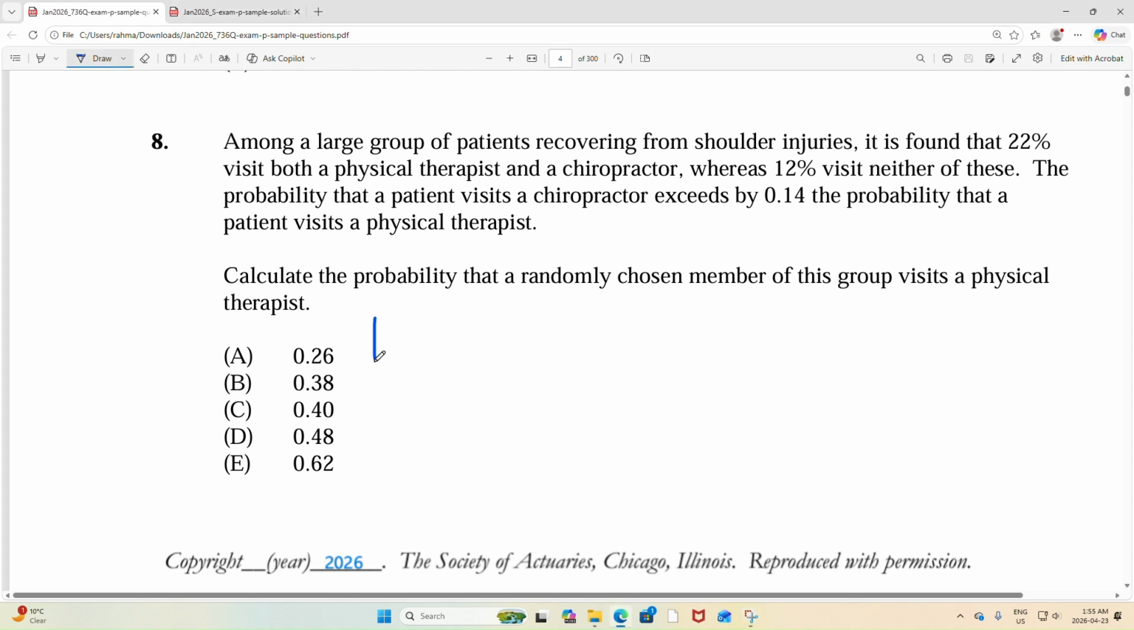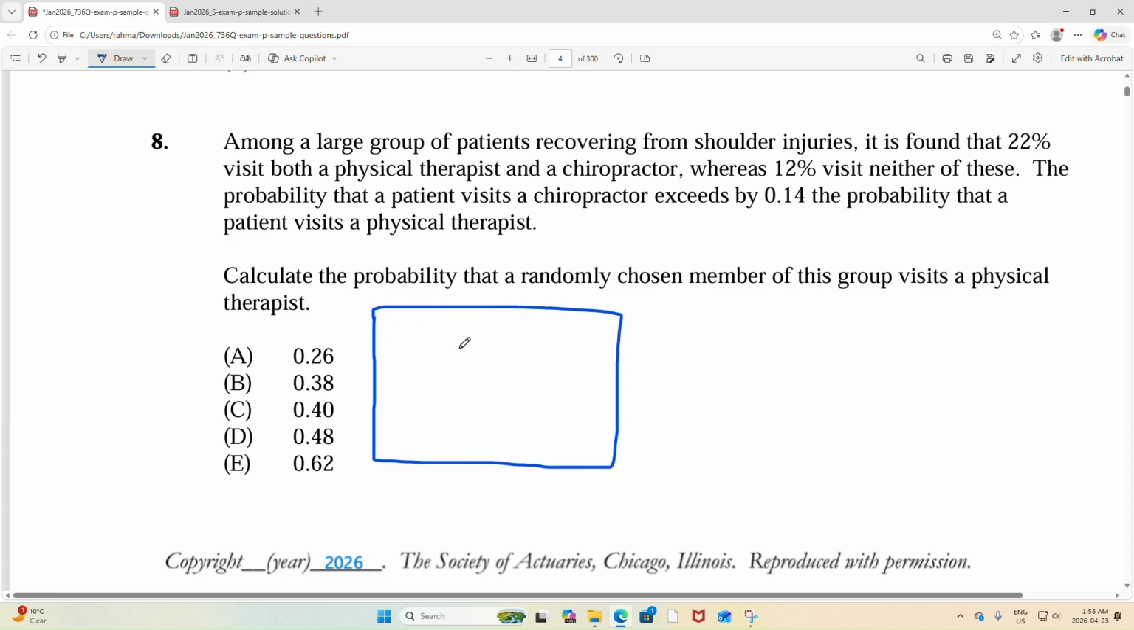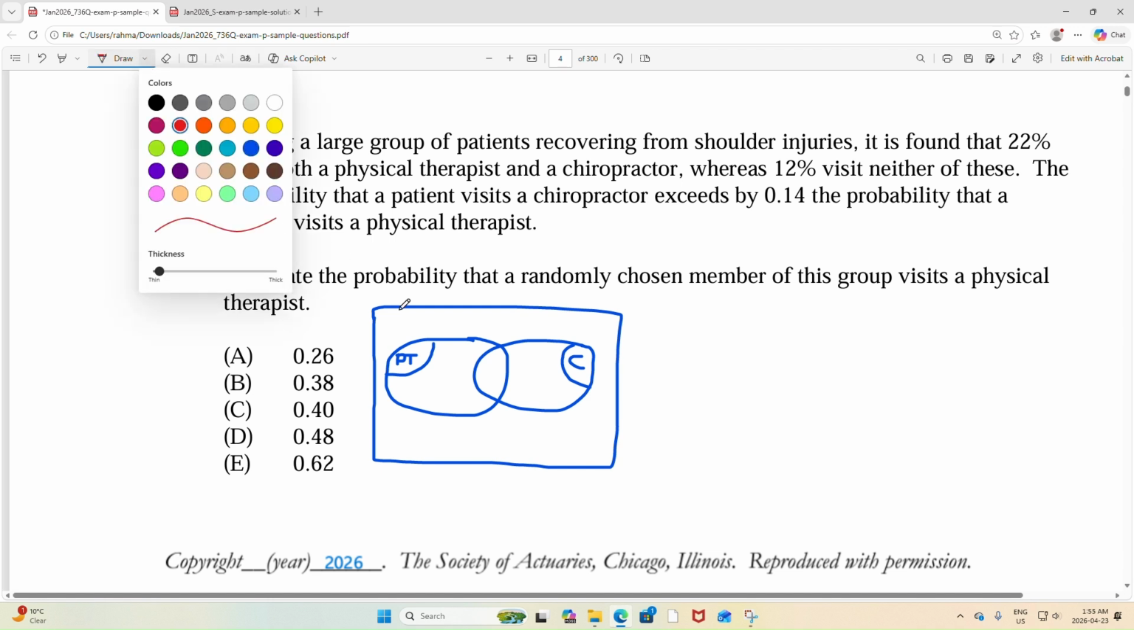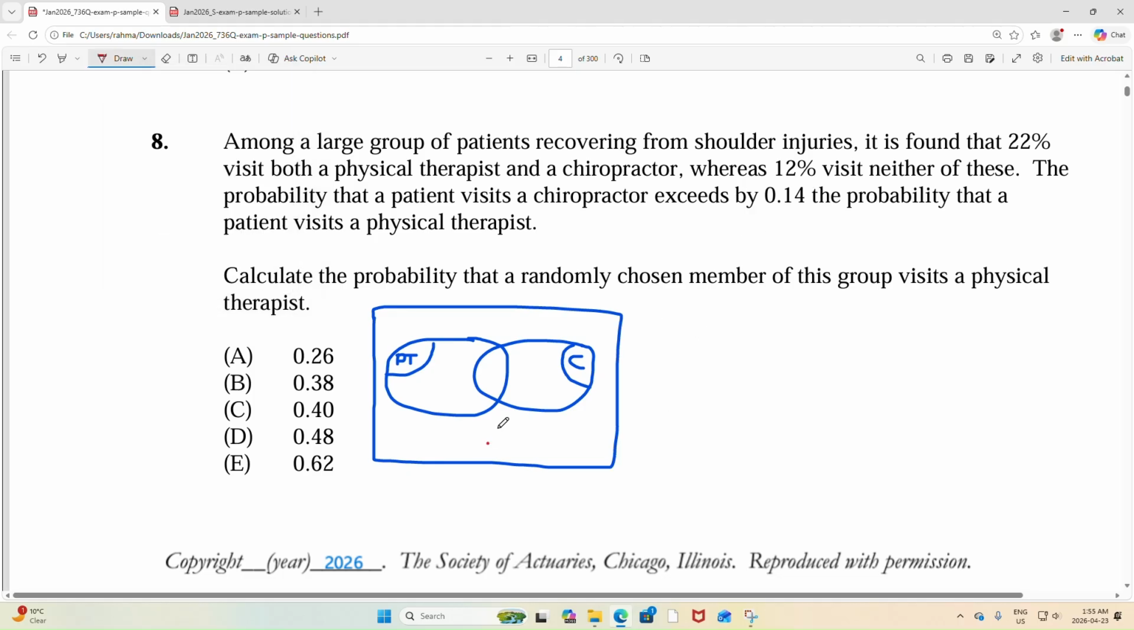So as you already may know, my favorite way of doing these kinds of problems is with a classic Venn diagram. So I'm going to call this physical therapist, and this is chiropractor. Okay. We're already told that 12% visit neither of these, so we can start filling in the regions rather easily. That was this here.